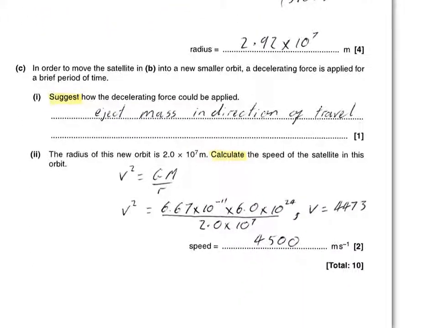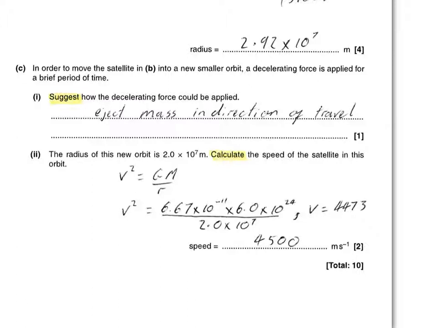In order to move the satellite in B to a new, smaller orbit with a decelerating force, how can we do that? It's hard, of course, to put forces on things in space because there's nothing to push against. So what you have to do is fire something forwards. If you want to slow down, you've got to fire something forwards. You put a force on it to accelerate it forwards. By Newton's third law, it puts a force on you to accelerate you backwards.